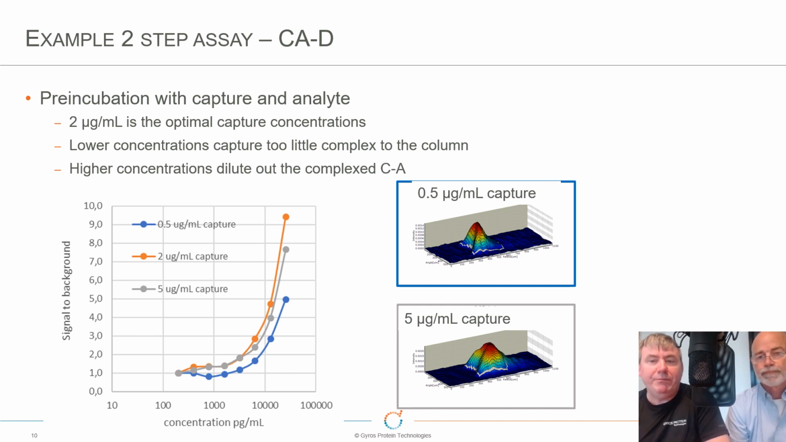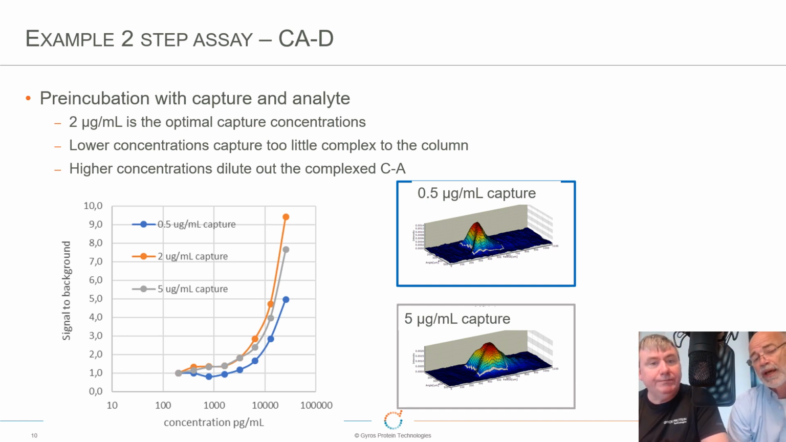So where we've pre-incubated the capture and the analyte prior to the assay, the actual concentration that you load onto the CD is much more critical. You need to ensure that you have enough material and that the peak isn't too narrow. So if you go too small in capture concentrations, it'll all bind on the top of the column. And if you go too large in concentration, you start to have a lot of unreacted capture that binds to the column, so you get a very broad profile.